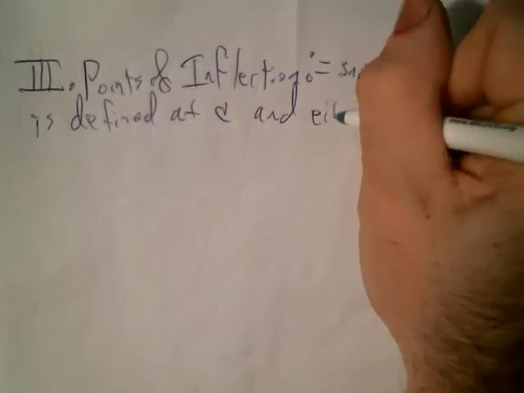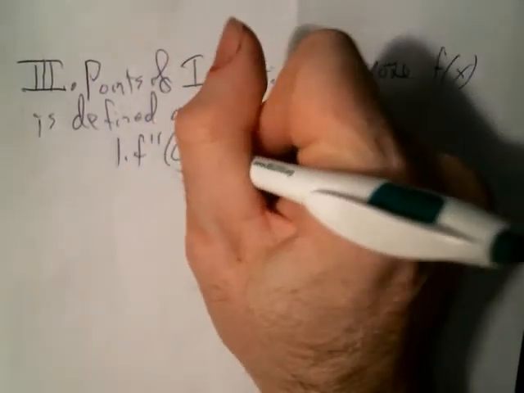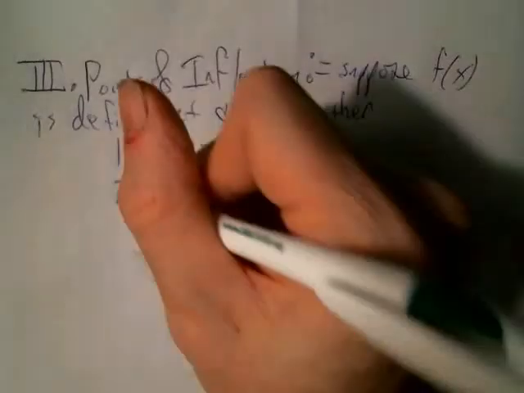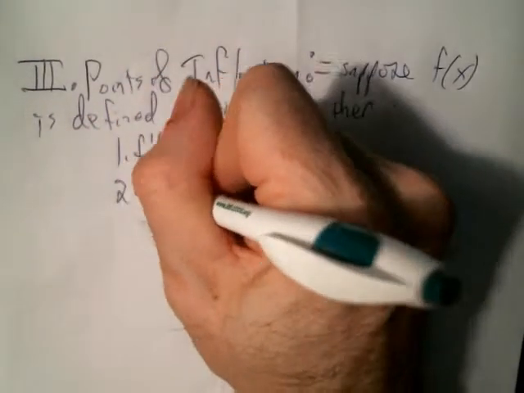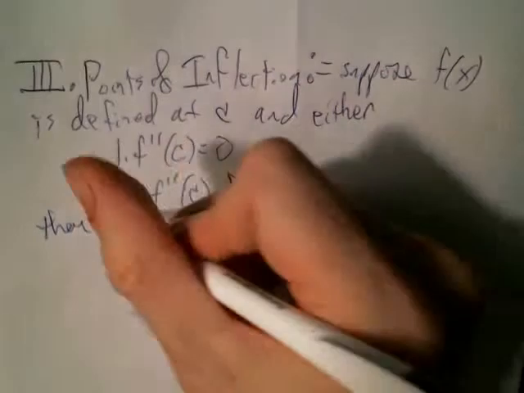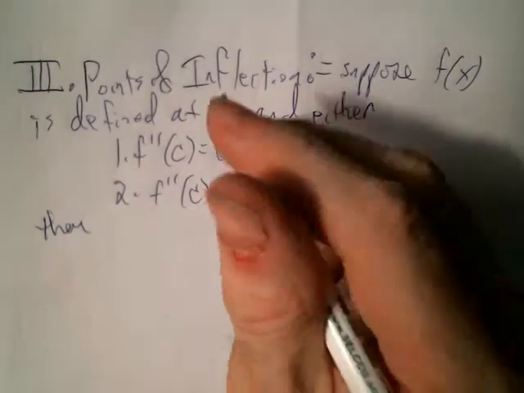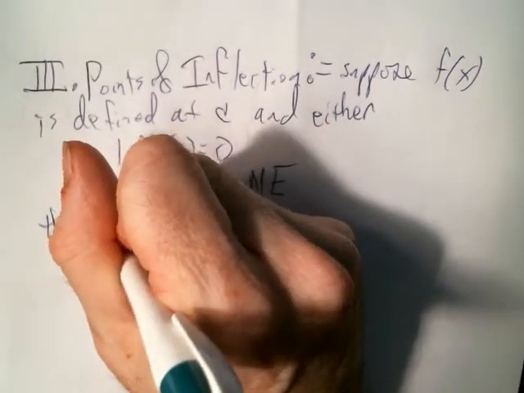And then either one of these two facts: first, f double prime of c is equal to 0, or secondly, f double prime of c is not defined. Then you have an inflection point at that point.